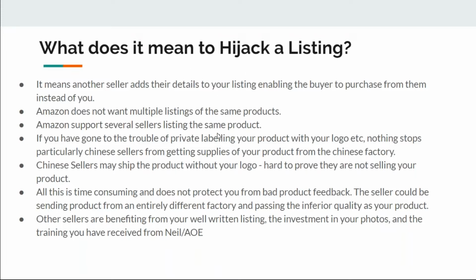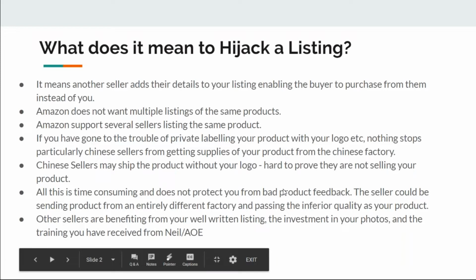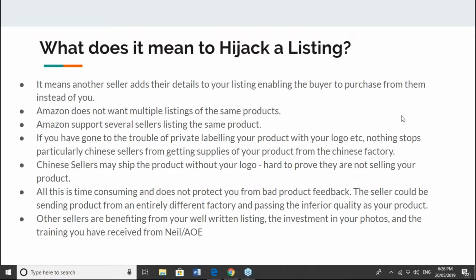So the problem with it is that you don't know when somebody is buying off your listing that's not your product. That feedback also shows on your feedback for the product. Obviously, seller feedback shows somewhere else. But other sellers are benefiting from your well-written listing and the investment that you've taken in Neil's training.